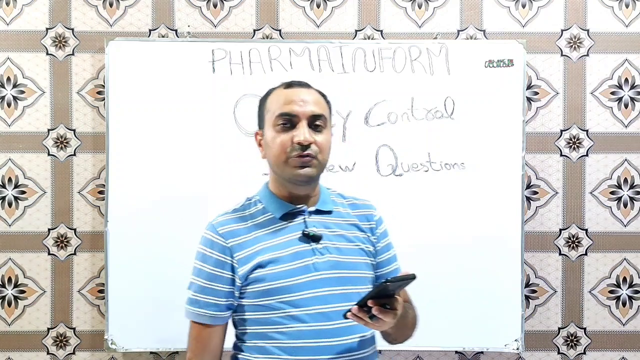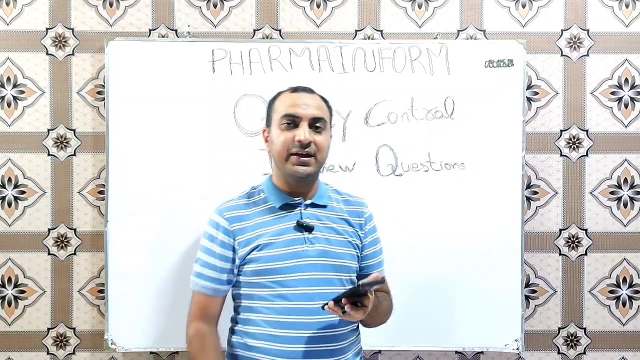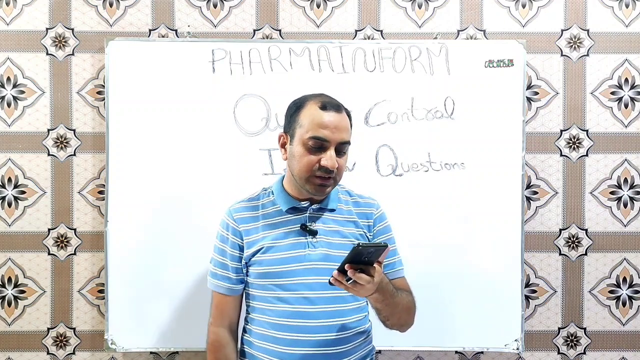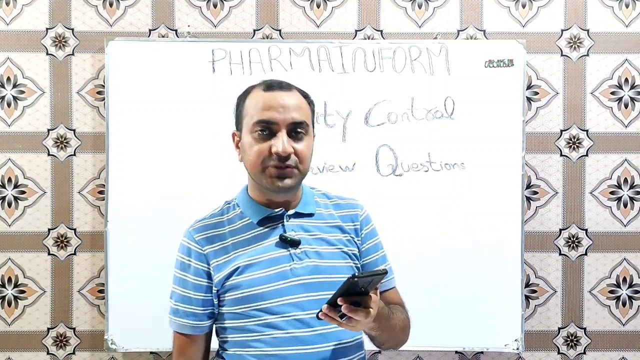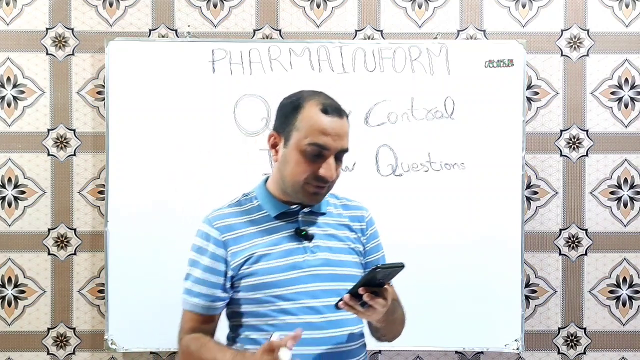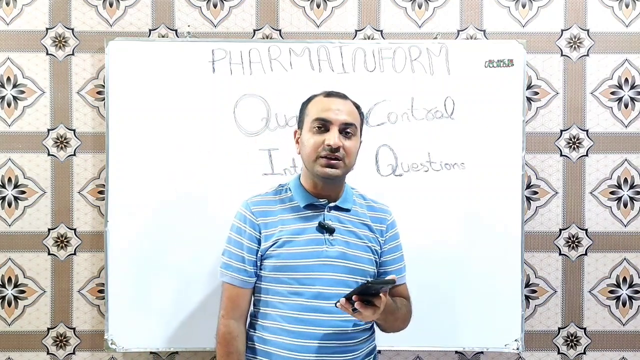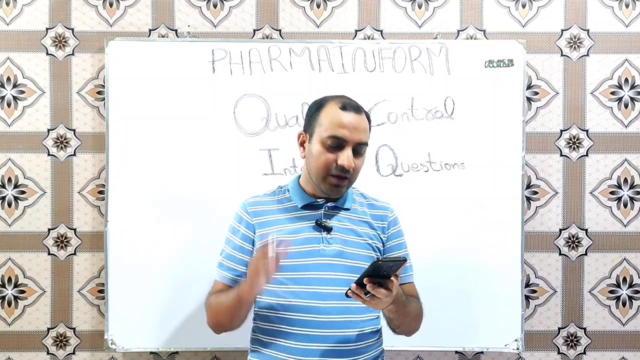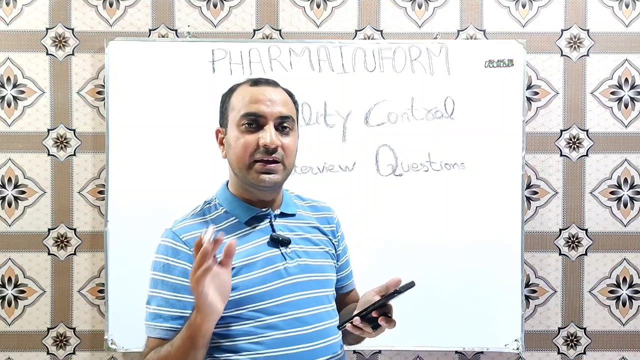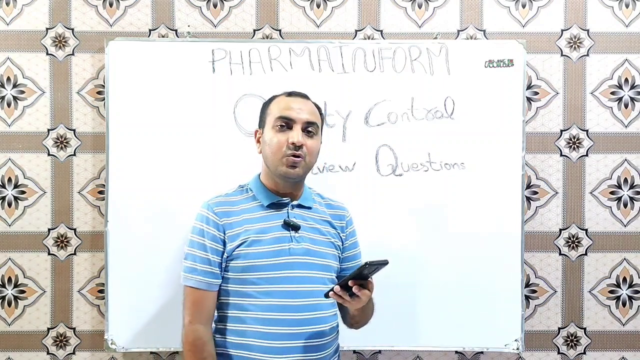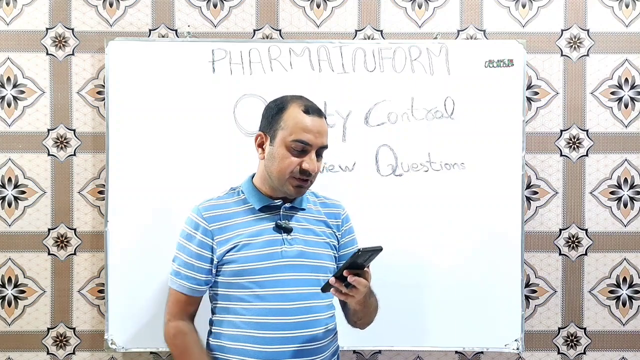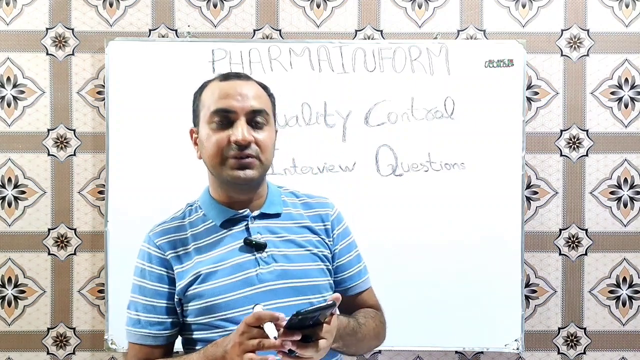What is the color of phenolphthalein in acid and base? Very important question. The answer is phenolphthalein is colorless in acid and changes to pink in basic solution. What is the color of methyl orange in acid and base? Methyl orange is deep red in acid and changes to yellow in basic solution.